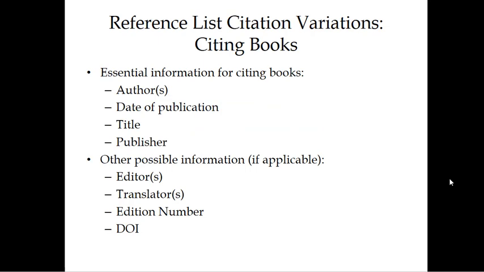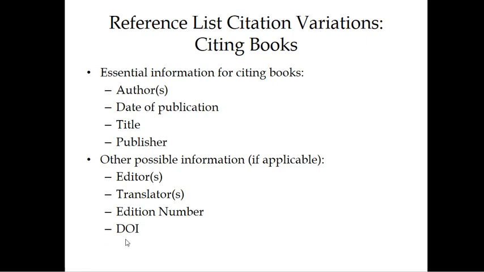So now we're going to move to reference list citations. These are probably the more common forms of citations that you would see at the end, in the bibliographies, works cited, and reference lists. Most of the essential information you're going to need for citing books is the author or author names, date of publication, title, and publisher. There's some other information that you may need in case some of this first set of information is absent. So you may need editors, translators, edition numbers, and DOIs.